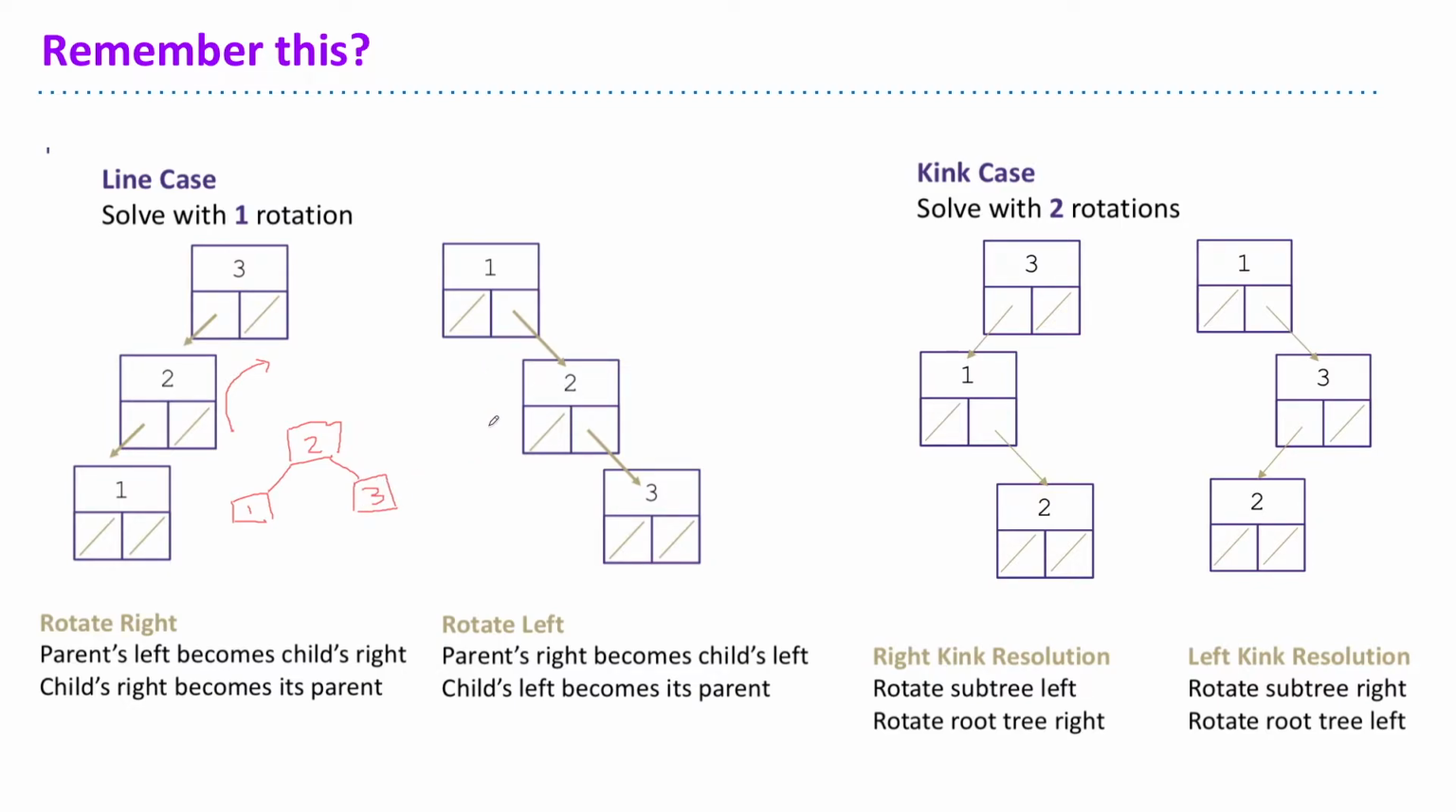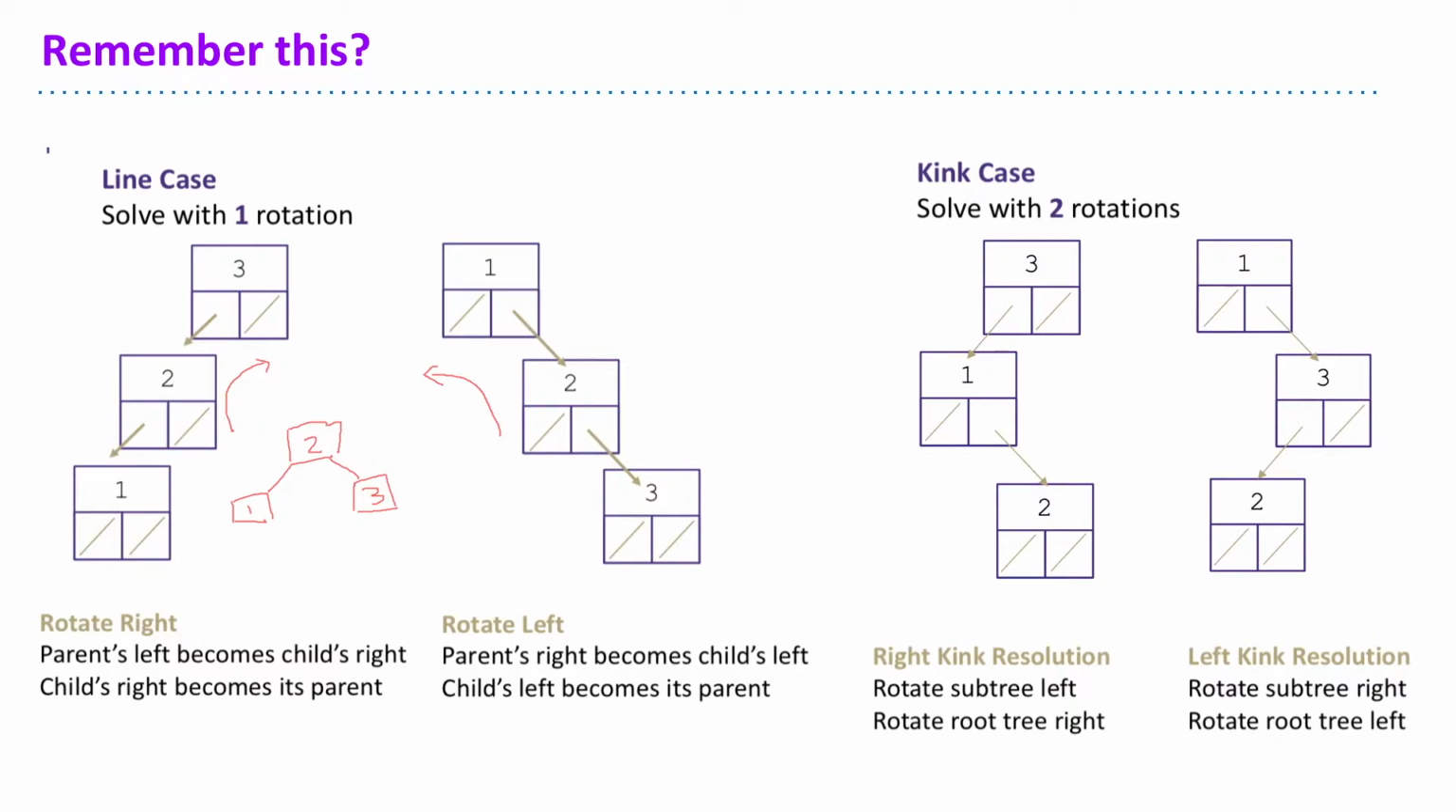Similarly, if we're going to do a left rotation, I'll bring the 2 up to where the 1 is, which drags the 3 up, and then I'll make 1 the left child. So both of these will end up with the same result.